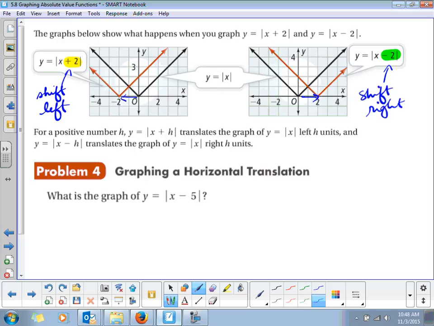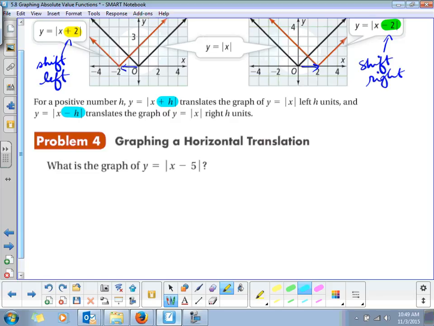Now this number right here is represented, down here, by an H. The number on the outside is a K, the number on the inside is an H. So for a positive H, it translates to the left, H units. For a negative H, that translates to the right, H units. Got it? That's right there is where you gotta keep sharp.